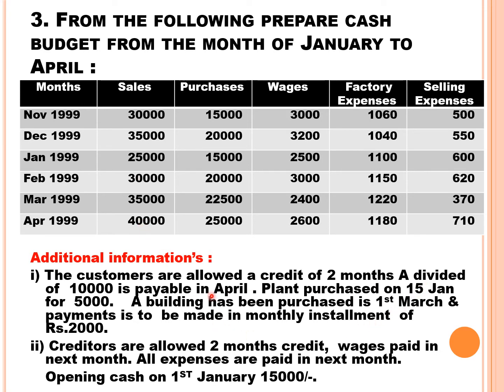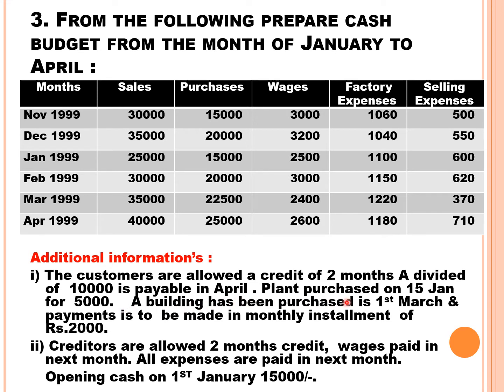A dividend of rupees 10,000 is payable in the month of April. So in the month of April, there is a dividend payable to the extent of 10,000, and dividend is payable only for 1 month, not for all the months. Plant purchased on 15th January, rupees 5,000. It's a payment. Whenever you make a purchase, you need to make a payment. So 5,000 is called payment in the month of January.